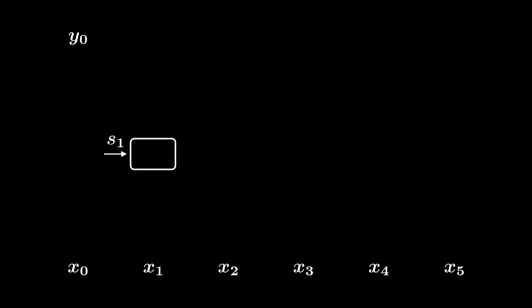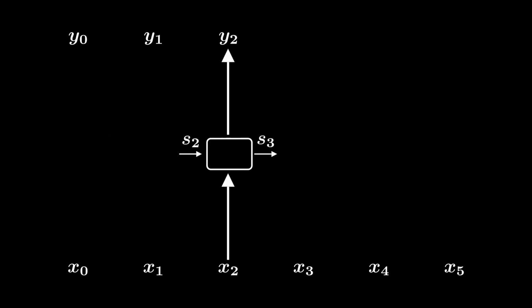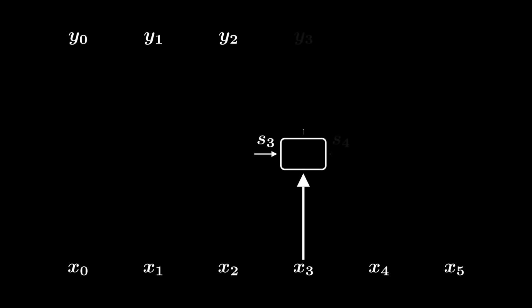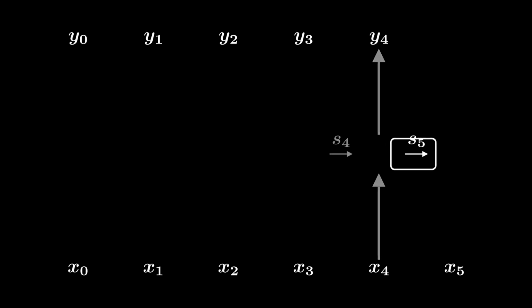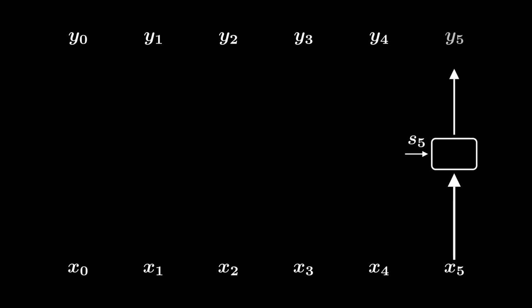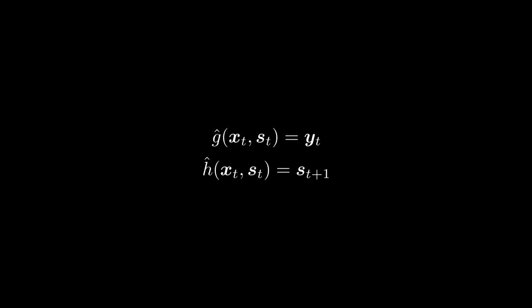At step 1, it receives state S1 and input x1. It then computes the updated state S2 and output Y1. It continues to do so for every step t. Internally, the RNN has two learnable functions, g hat to generate the output yt and h hat to generate the updated state st+1.